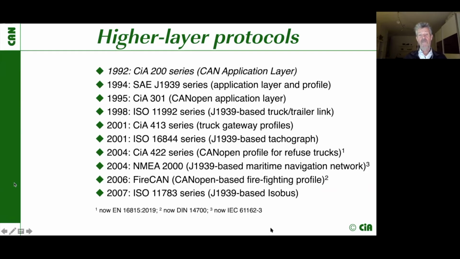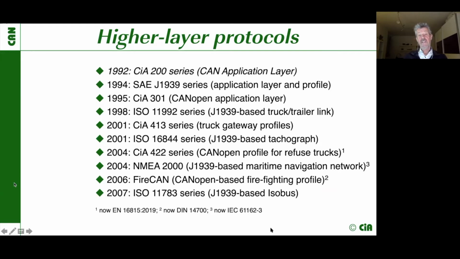In the same year, the marine industry also took over J1939 and specified a navigation network using the application layer from the SAE. FireCAN was introduced in 2006. It was a CANopen-based profile for firefighting equipment mounted on trucks. And last but not least, we have what is for agriculture and forestry machines.